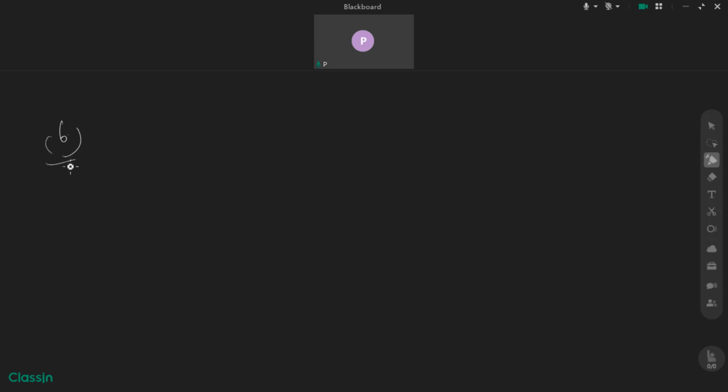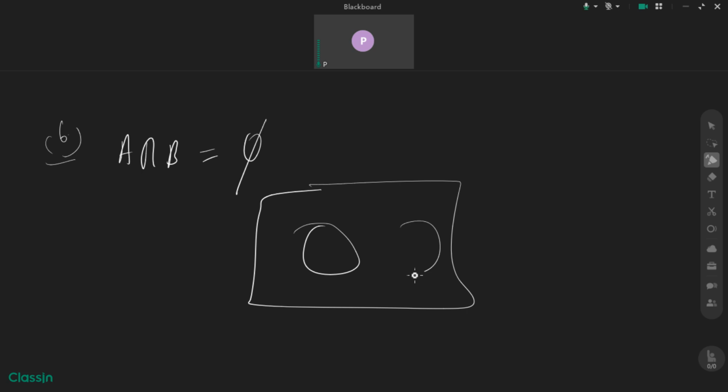Sixth result. If A intersection B is equal to the null set, there are no elements common. Let us say like this. It is A, it is B. They have no element common. Their intersection is the null set. We can say, in this case, A and B are disjoint sets.